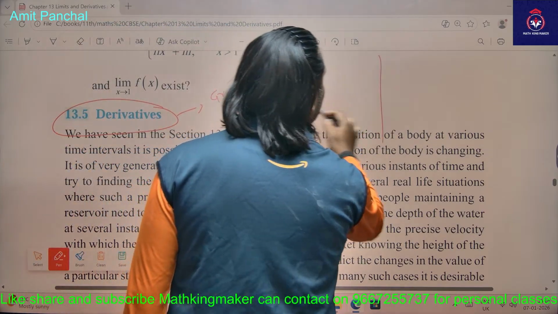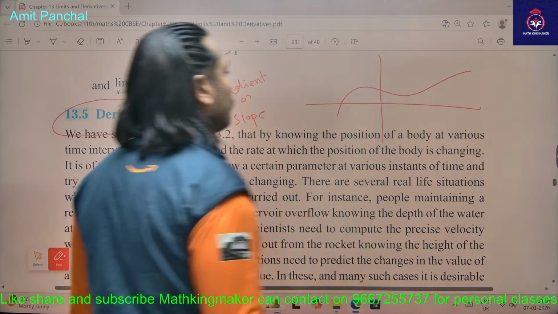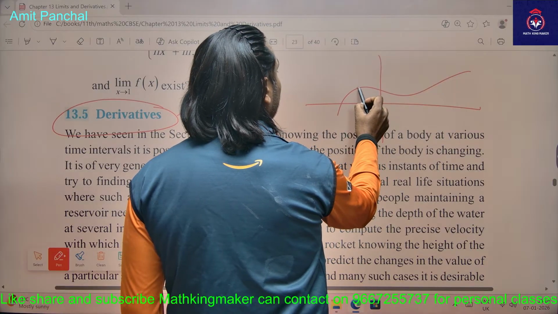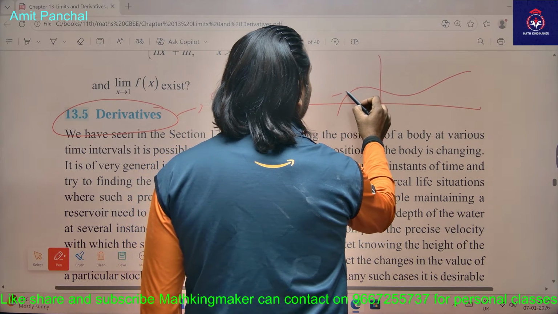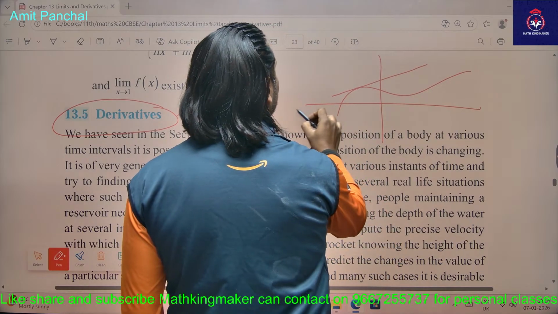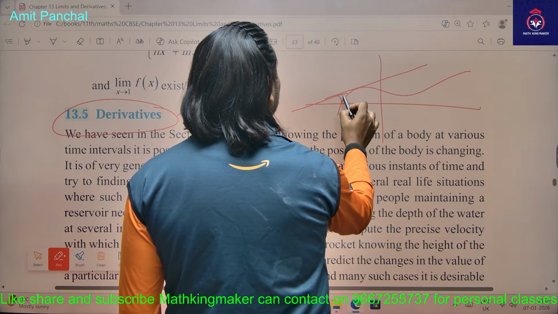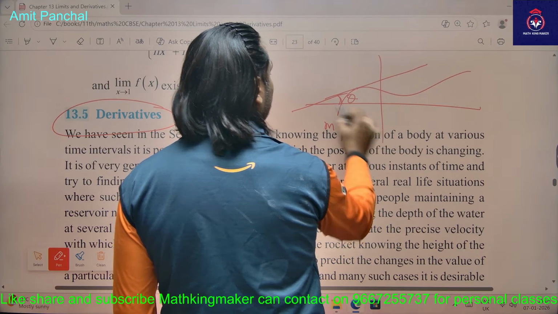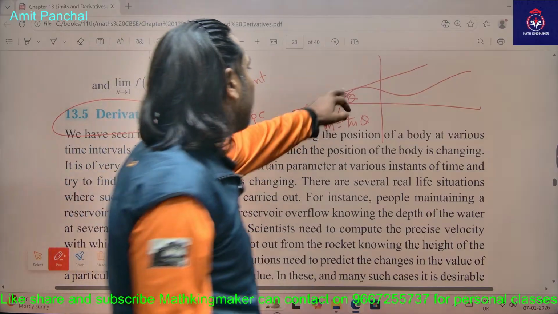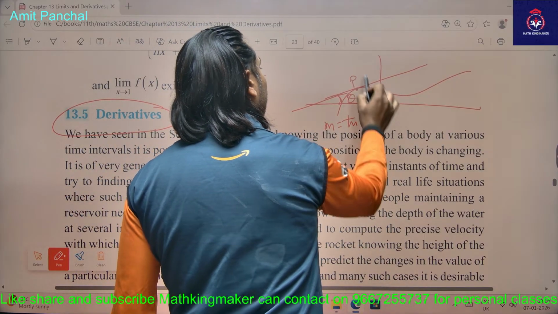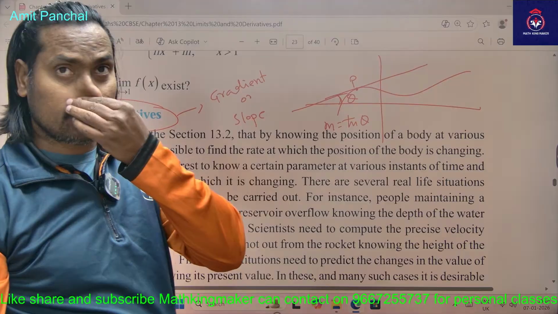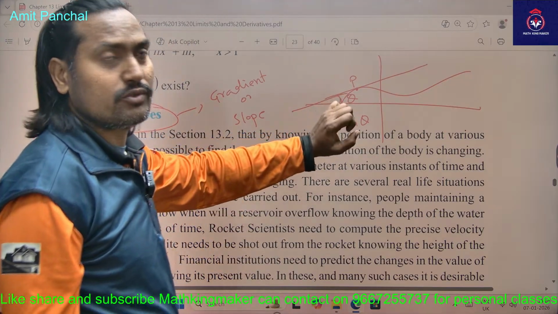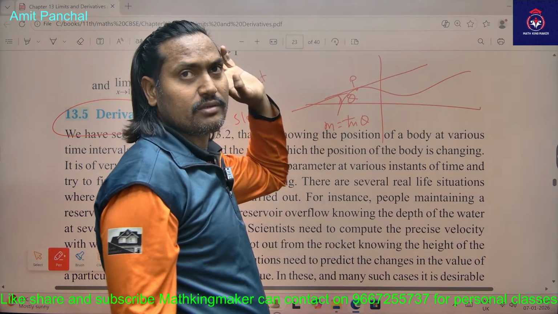Like if this is your function and you want to find its derivative at this point, just find its tangent and the slope. If this is theta, then m equal to tan theta is the slope of this graph at this particular point. Let us say it is P. So gradient is basically your slope at that particular point. Got it?